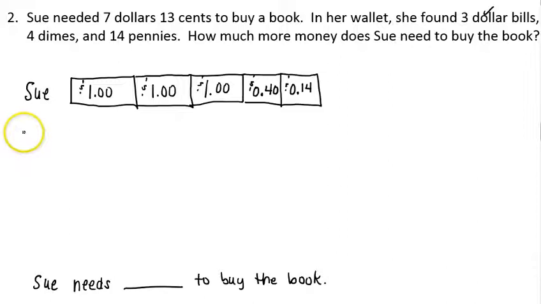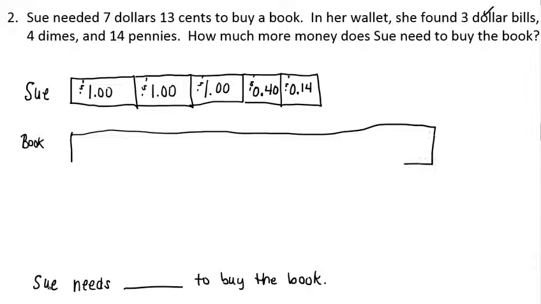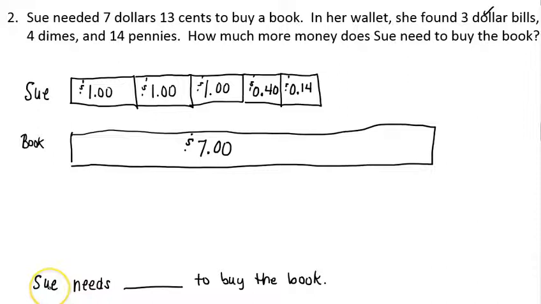Now let's make a tape showing the cost of the book. Well, the book is $7, so I'm just going to make a long portion of the tape. And we'll call that $7. And it's also 13 cents, so we'll put that at the end. So there's a tape representing the $7.13, which is the cost of the book.